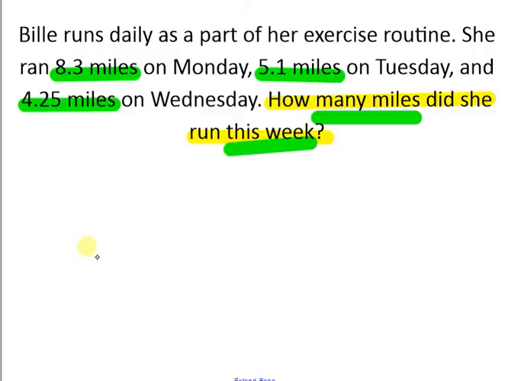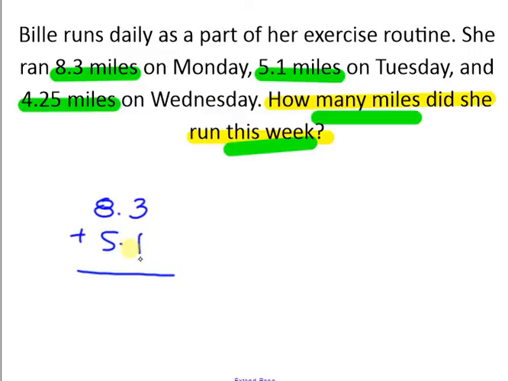Now, we can add up all these numbers all together, or we can add up 2 at a time and then add in the third one. Whatever your preference is, you can go ahead and do. I like to add up 2 at a time. So I'm going to do 8.3 plus 5.1.